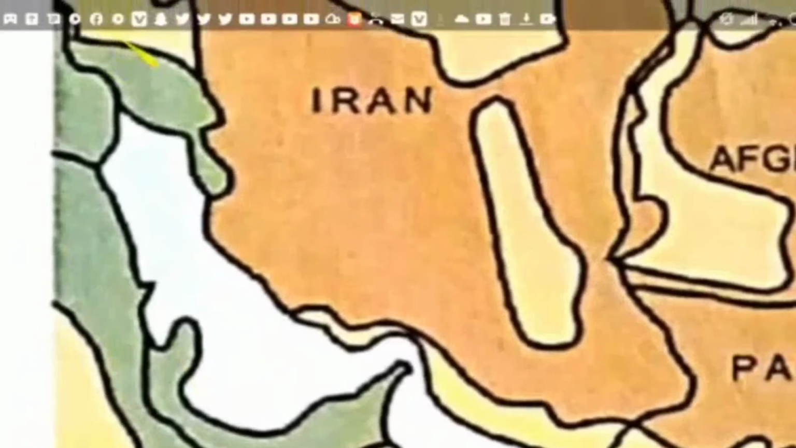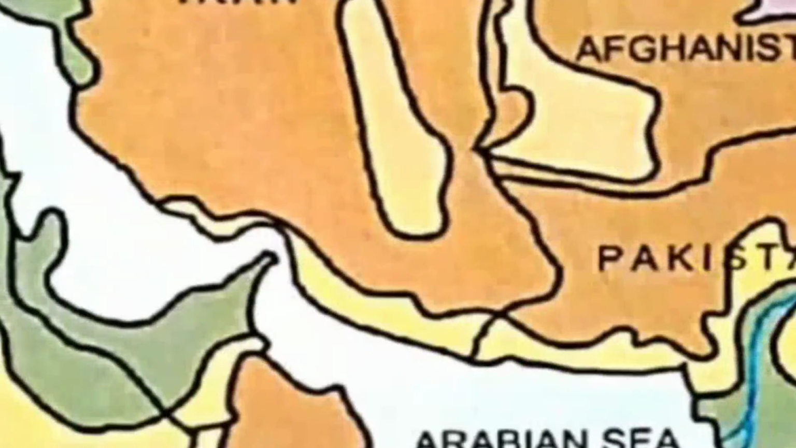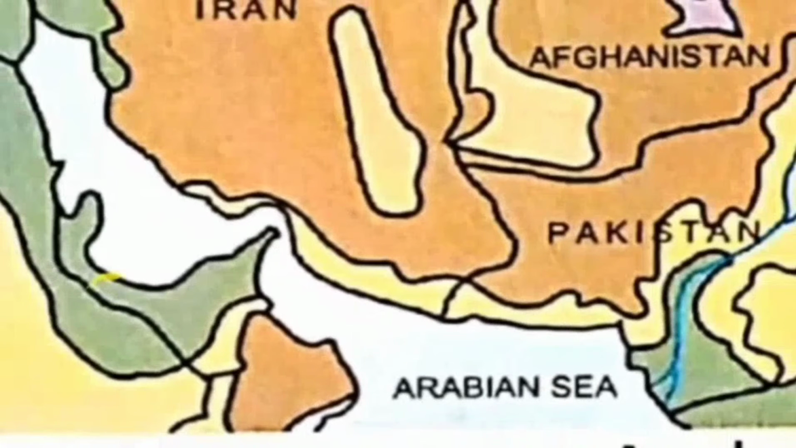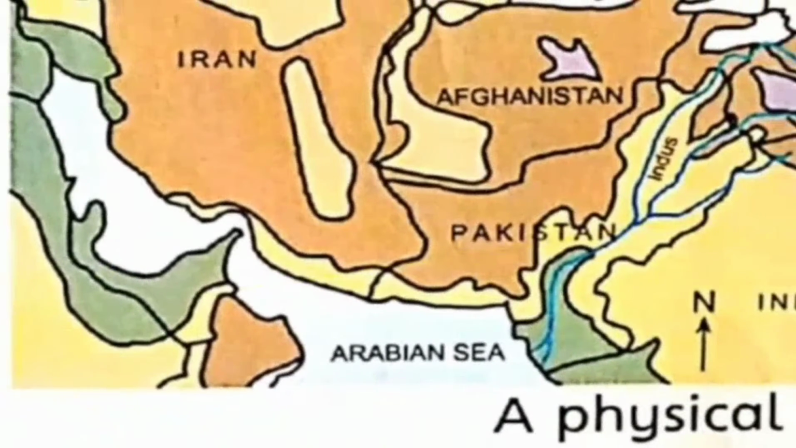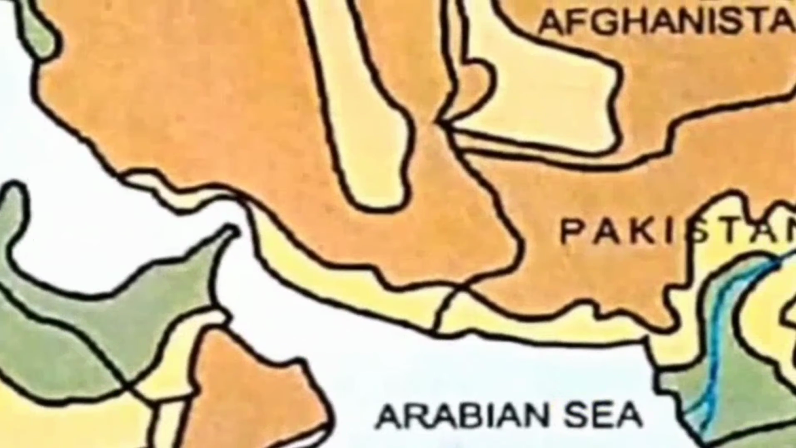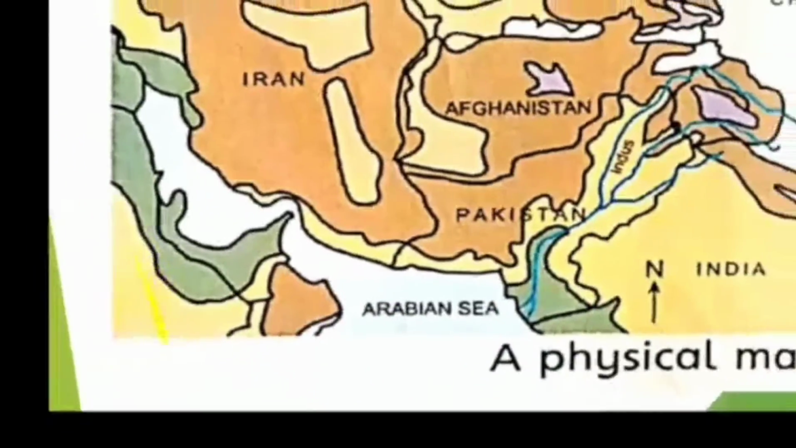Now students, be focused on the green part of this map. As we have learned, physical maps show hills, mountains, rivers, valleys and other landforms. So this green shaded part is showing hills and valleys. Now you can see this part of the map, the Arabian Sea. Now we know how we can find physical features on a physical map.